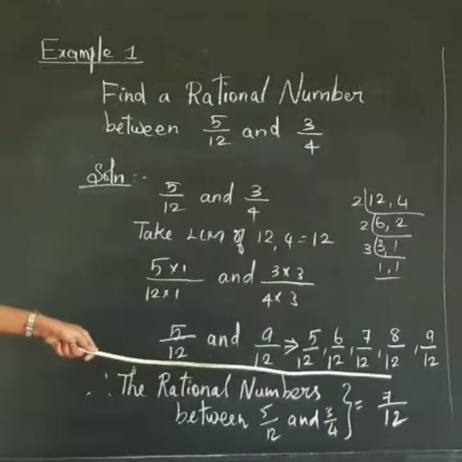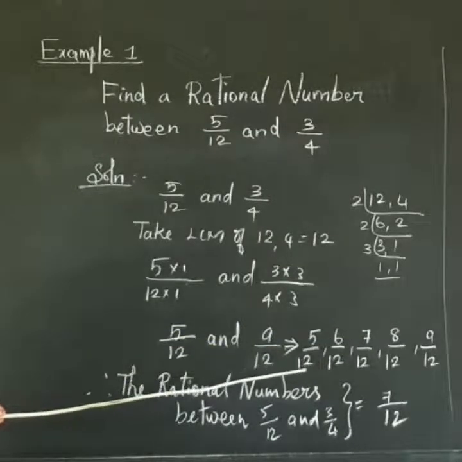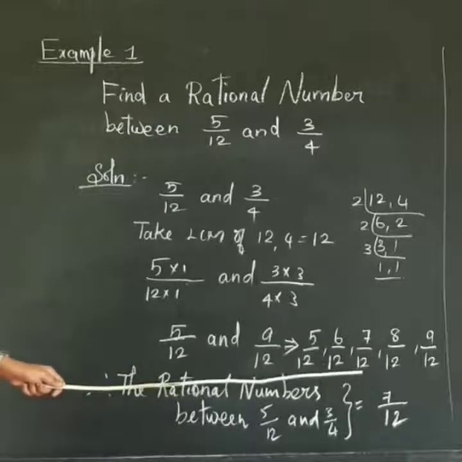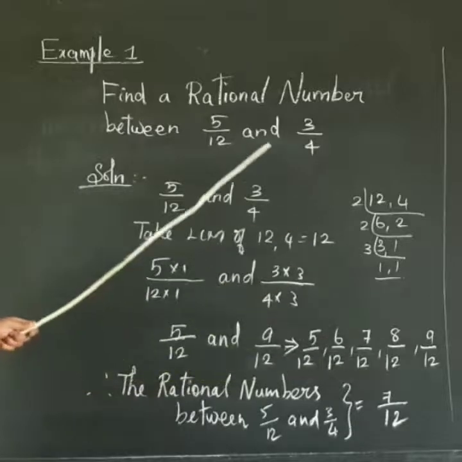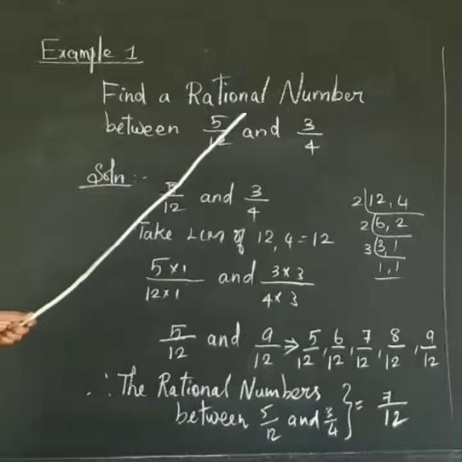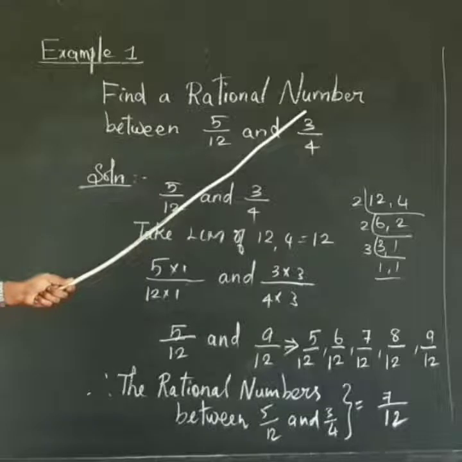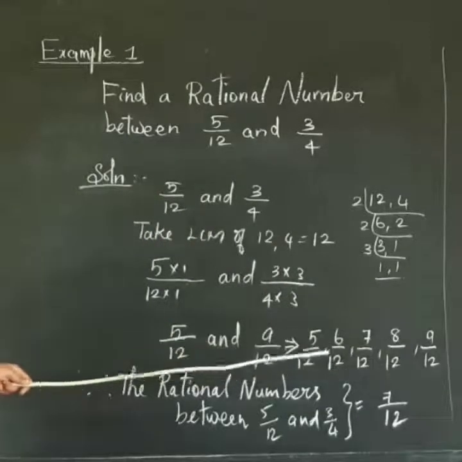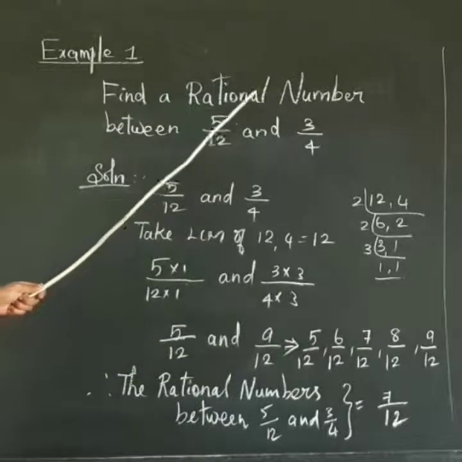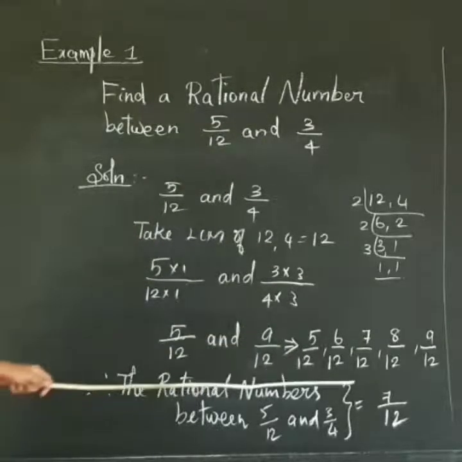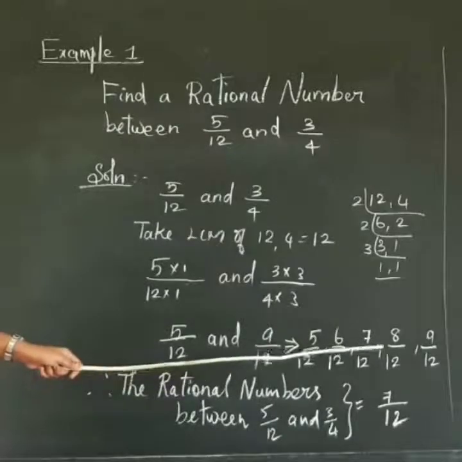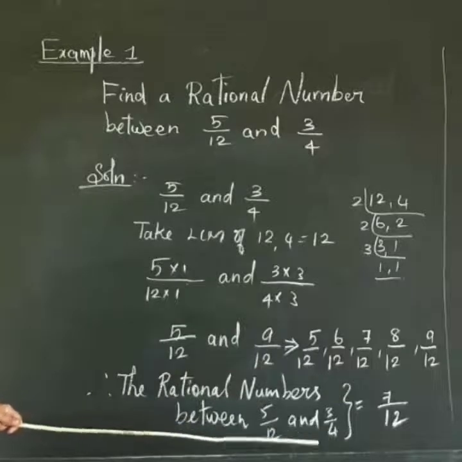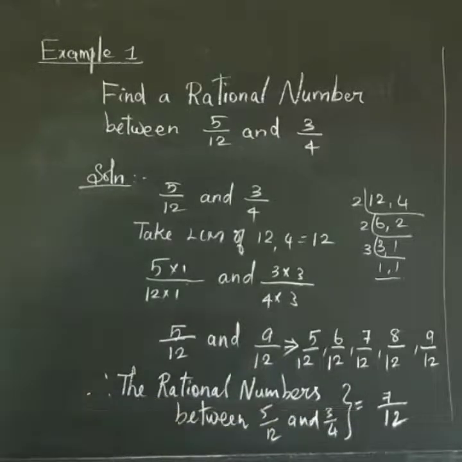So, the denominators are the same here. The in-between numbers of 5 by 12 and 9 by 12 are 6 by 12, 7 by 12 and 8 by 12. But your question is to find a rational number, not rational numbers. These three are the in-between numbers, but you need only one rational number. So, an accurate in-between number of 5 by 12 and 9 by 12 is 7 by 12. So, your final answer for the given two rational numbers is 7 by 12.